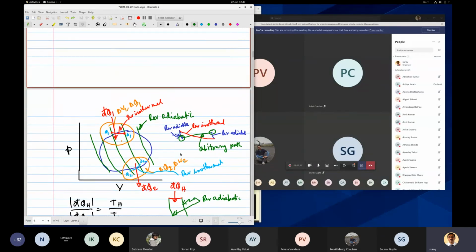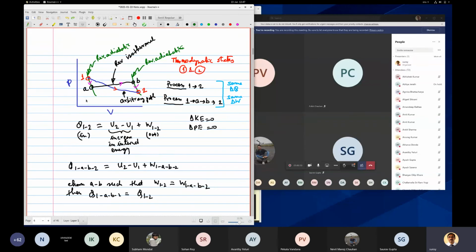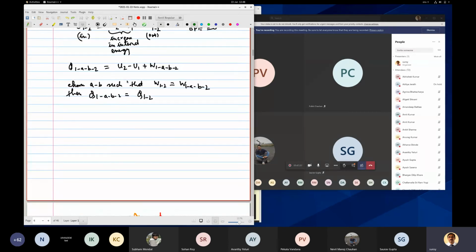So that means given any path 1 to 2, we can always construct a zigzag path consisting of 2 reversible adiabatic and 1 isothermal, which will give the same delta Q and same delta W, the same heat transfer and work transfer. So any process 1 to 2 can be converted to 2 reversible adiabatic and one reversible isothermal, giving the same work transfer and heat transfer. That we have proved now. So let us apply it here.